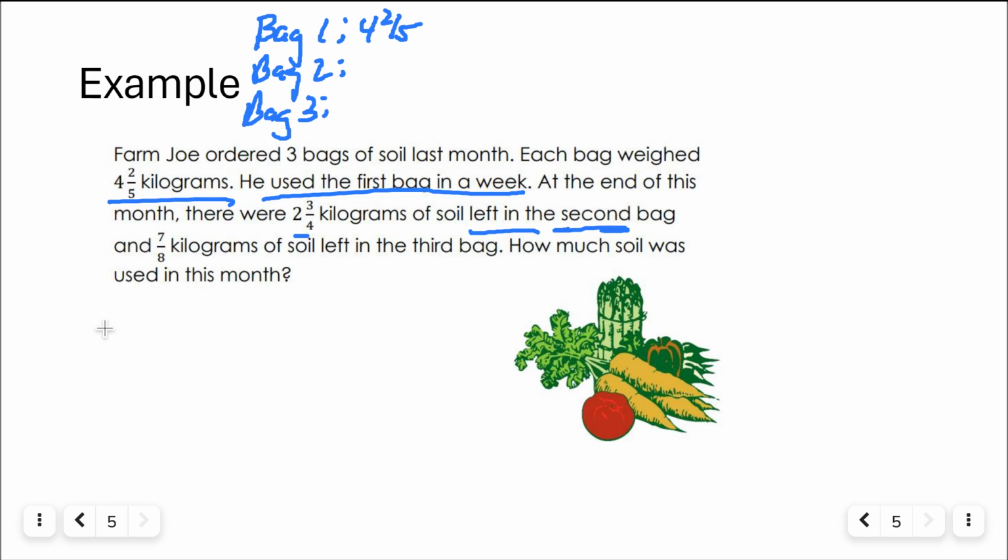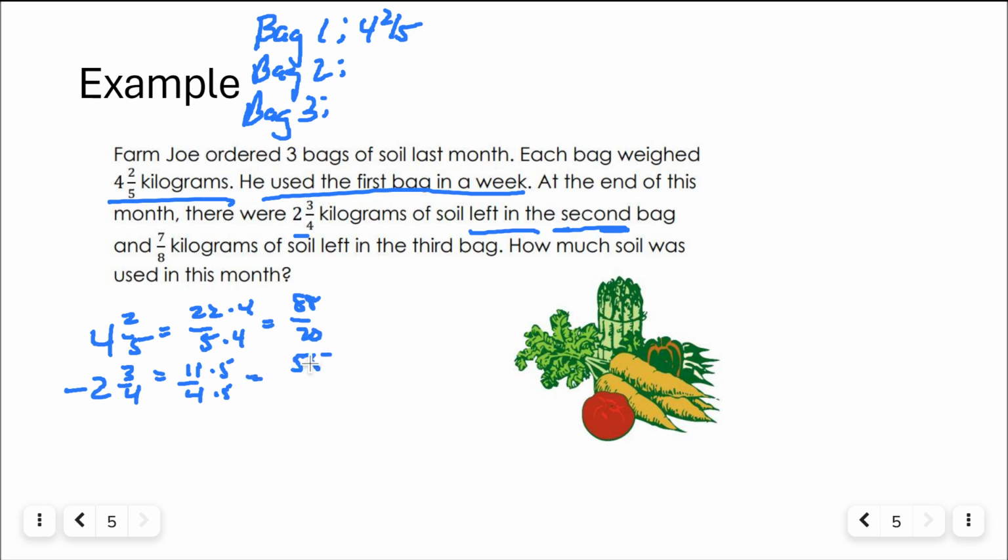Well, to figure that out, I'd have to do 4 2/5 and subtract 2 3/4, right? So that's 22 over 5, 11 over 4. So I got to multiply the top and bottom by 5 there and by 4 there. That's 88 over 20. This is 55 over 20. So that's going to be 33 over 20.